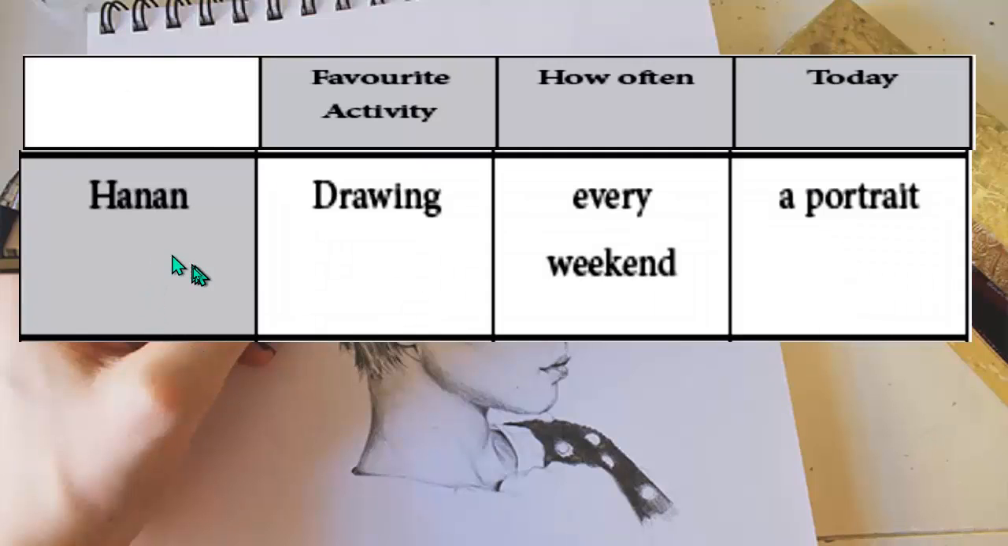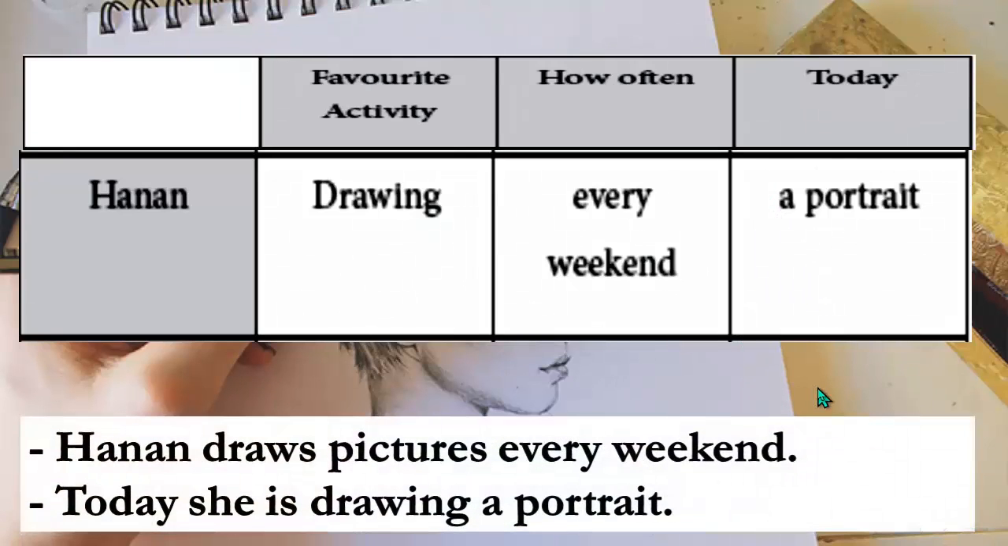Hanan, what about Hanan? What's her favorite activity? Her favorite activity, drawing. Okay, how often does she practice this activity? Every weekend. Today, a portrait. So we can form the sentences as you see, the first one in present simple and the second one in present continuous tense. The first one, Hanan draws pictures every weekend. Today she is drawing a portrait.